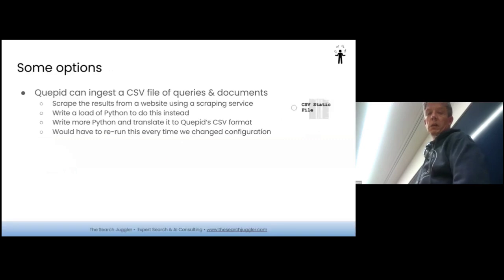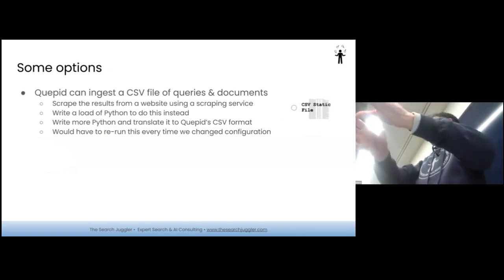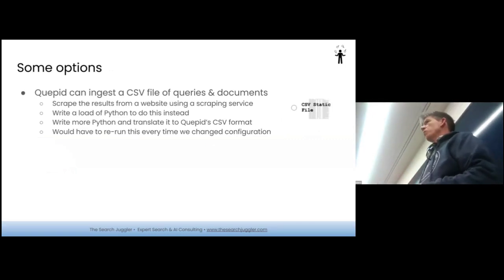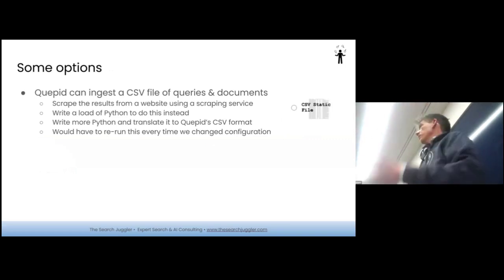So, first method. We know that Quepid can actually ingest a CSV file, a list of queries, documents, judgments in a pretty simple format. So could we run some kind of external service, grab all the data off the website somehow? So let's do it with some web scraping. There's lots of scraping services, or we can write stuff in Python to do it. That's reasonably easy. Then you've got to take all that data that's all in the HTML and parse out the results, and then you've got to turn that into Quepid's format. And this all gets really complicated, and my Python is rubbish. So let's not do that.